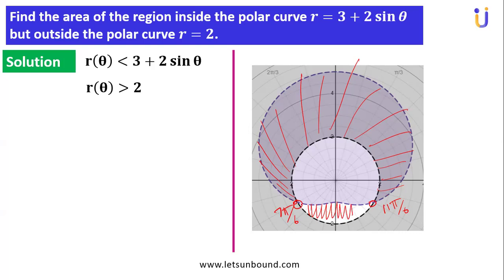Okay. This bound says 7 pi by 6 to 11 pi by 6. What is the area? This is the area, but I don't want this. So the bound is very important. This 11 pi by 6 can also be written as minus pi by 6, right? So you are taking from this to this in a clockwise direction. So the upper bound is 7 pi by 6 and the lower bound is minus pi by 6.